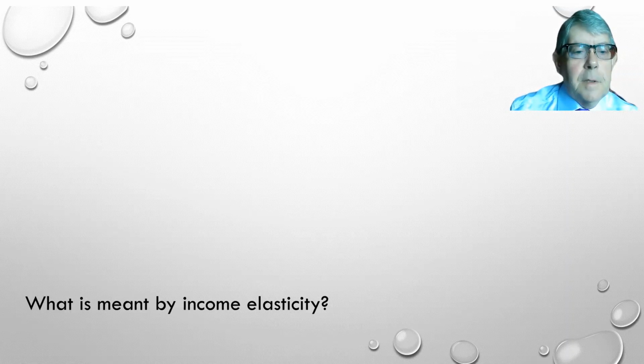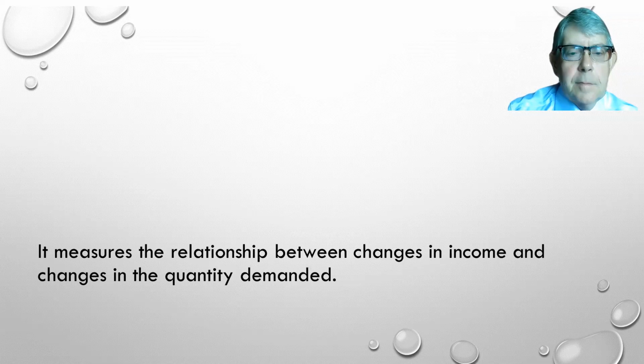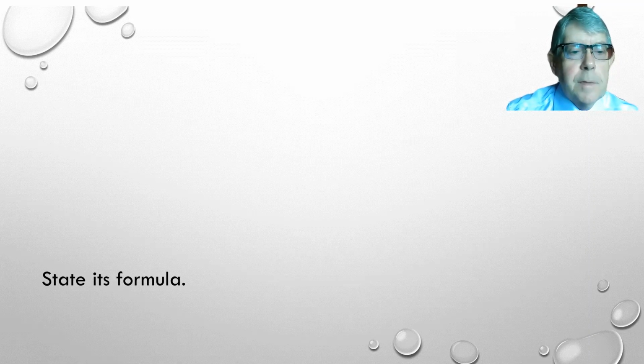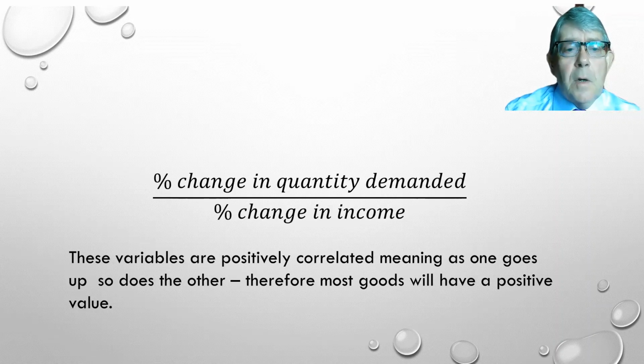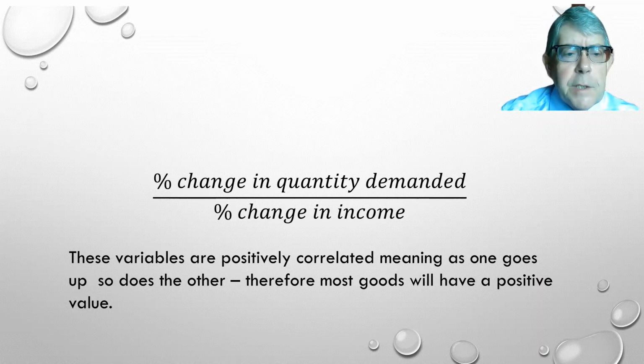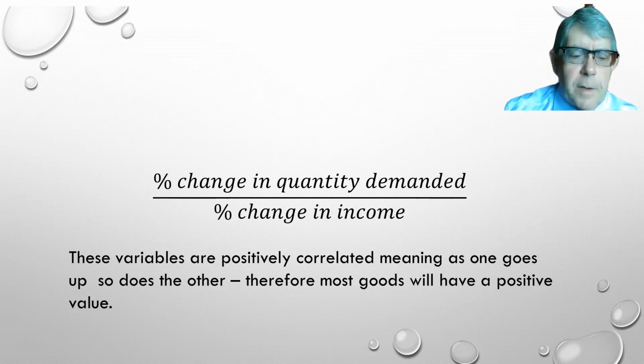What is meant by income elasticity? It measures the relationship between changes in income and changes in quantity demanded. State its formula. Right, it is percentage change in quantity demanded divided by percentage change in income. These variables are positively correlated, meaning as one goes up, so does the other. Therefore, most goods will have a positive value.